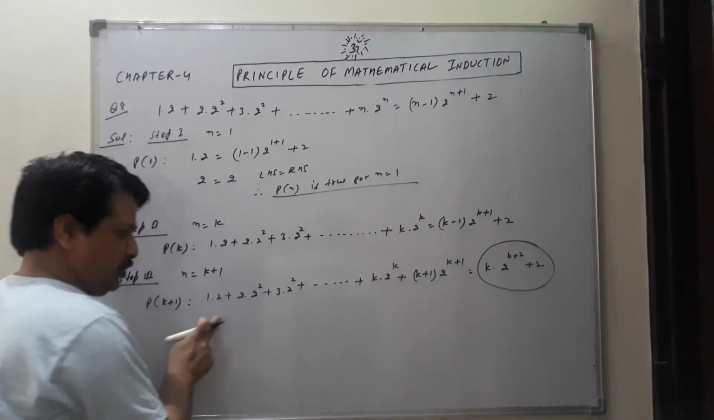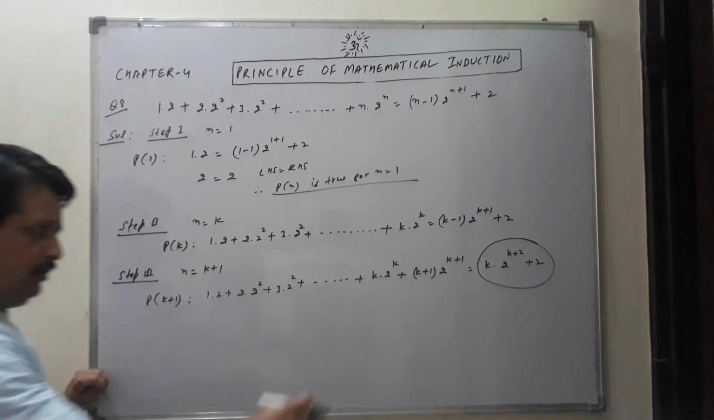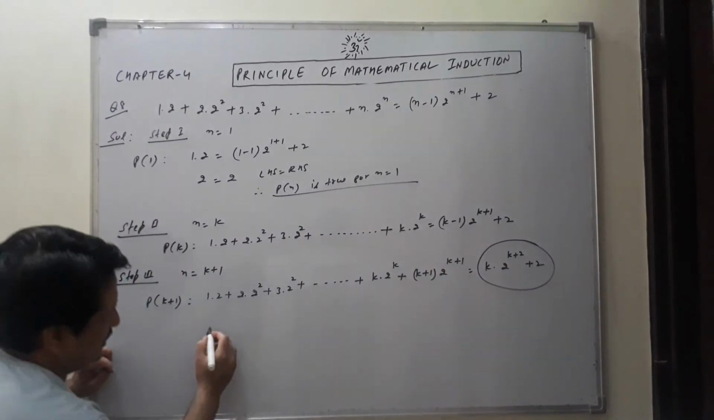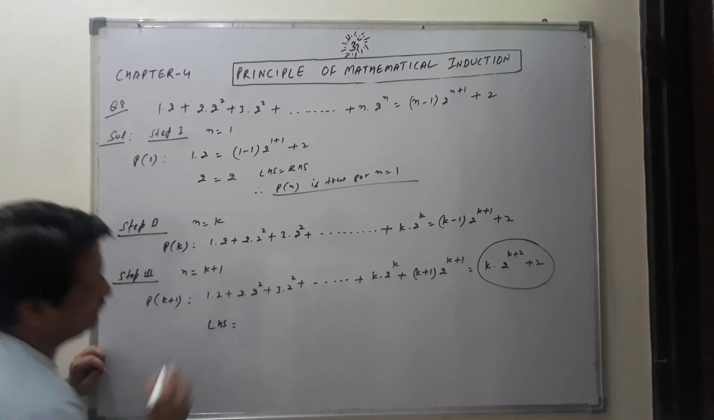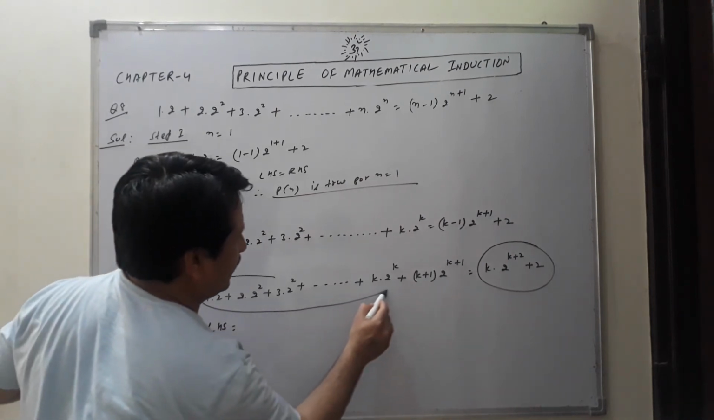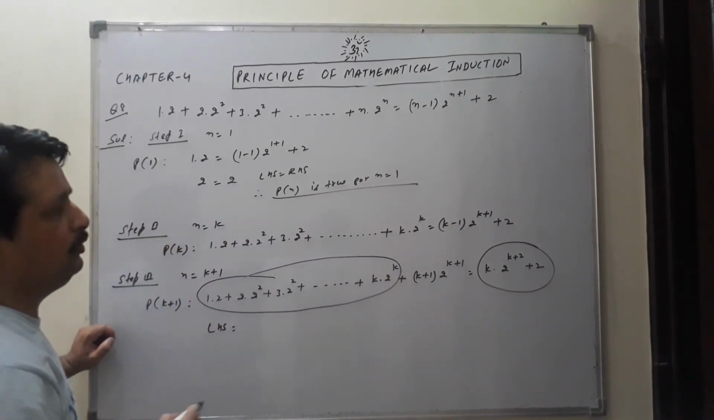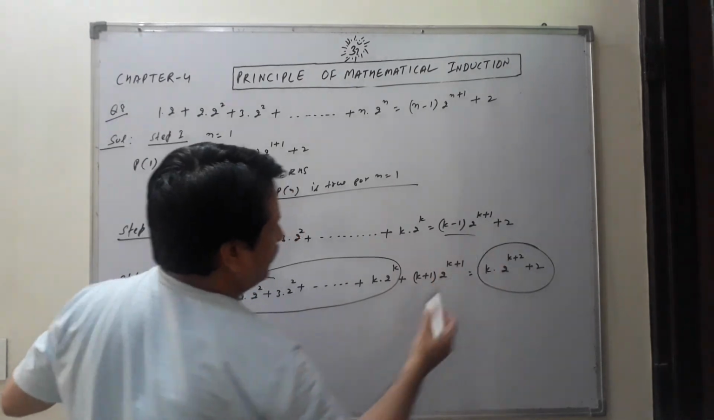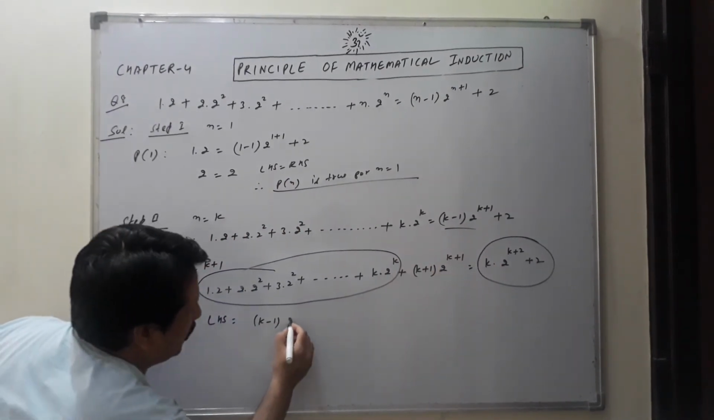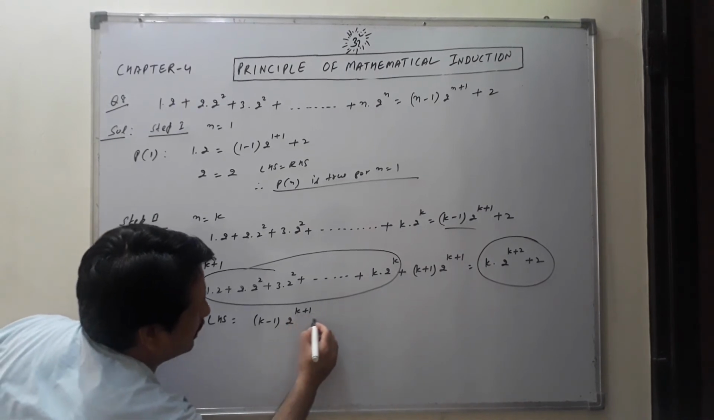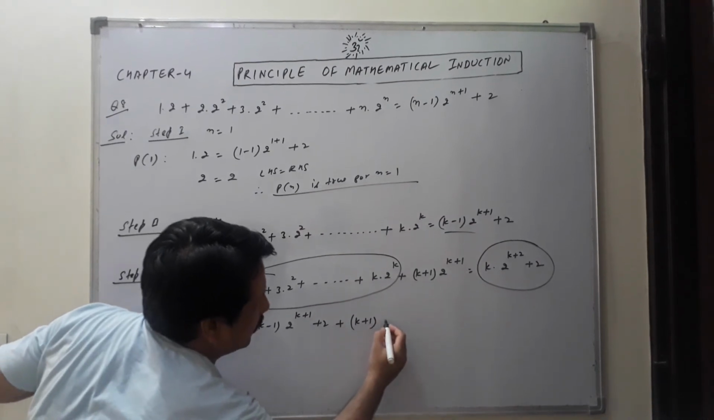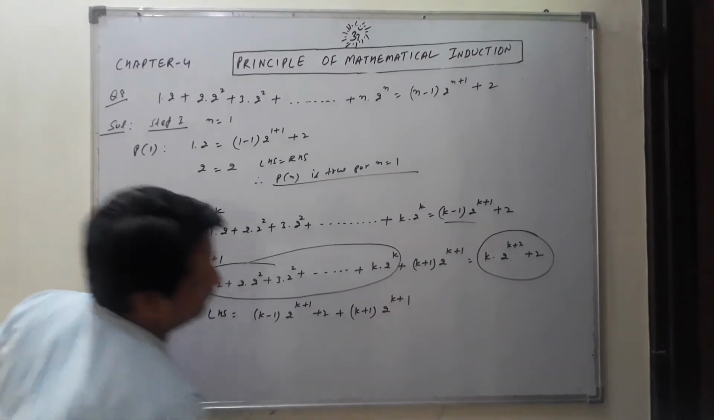Now we have to solve this left hand side, and while we solve it, it will come as equal to this right hand side. So let us come with this left hand side. In the left hand side, students, up to here, we already have this value in step number 2, so we will put this value from here. This is equal to (k minus 1) into 2 to the power (k plus 1) plus 2, plus (k plus 1) into 2 to the power (k plus 1).